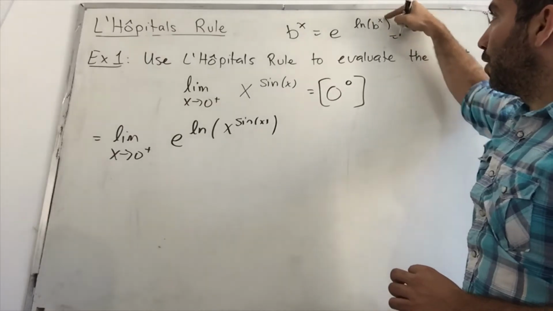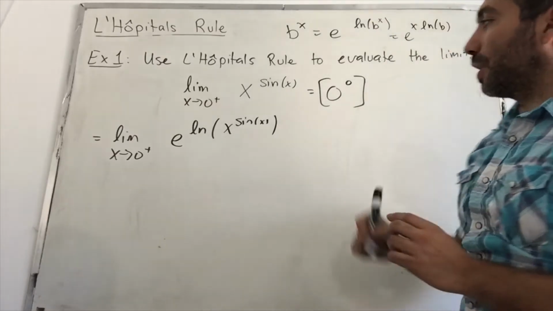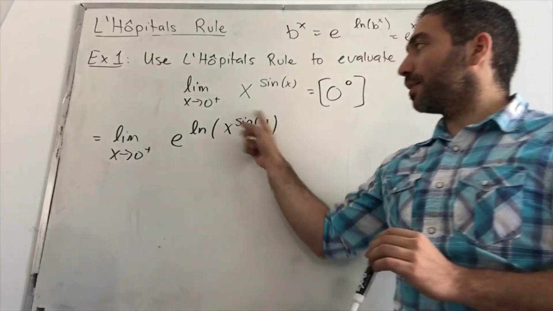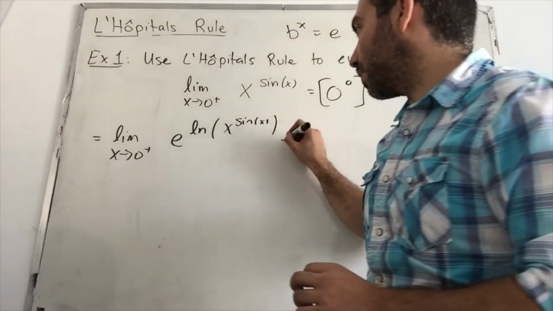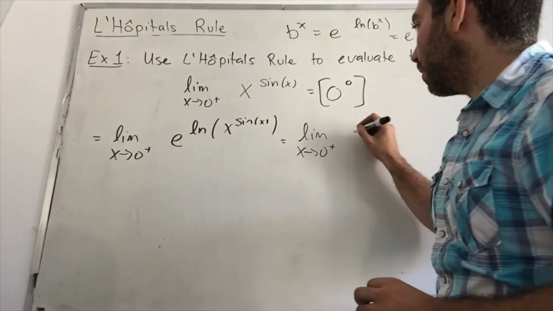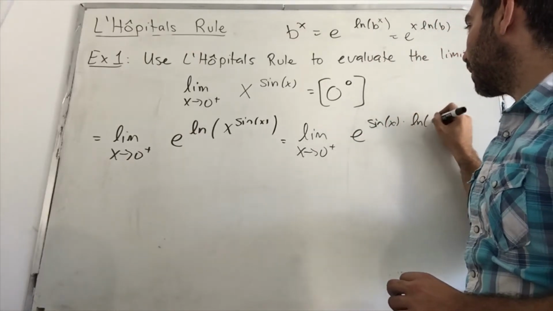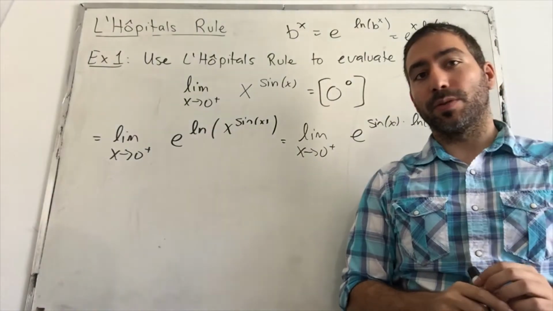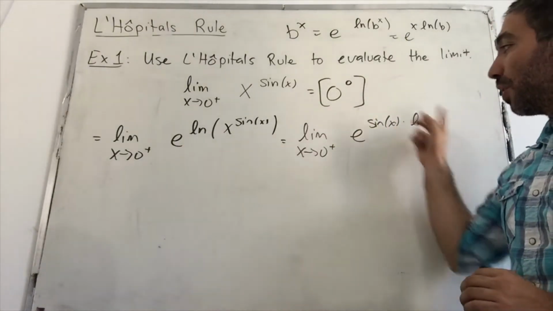Okay, and we could drop the exponent on the next step. We'll do it in two steps. So instead of the x, it's whatever's in the exponent, so we'll drop the sine of x in front, giving us the limit as x tends to 0 from the positive side of e to the sine of x times ln of x. Okay, so this is the idea. So this is our first property. We applied this, we got it in this form, great.